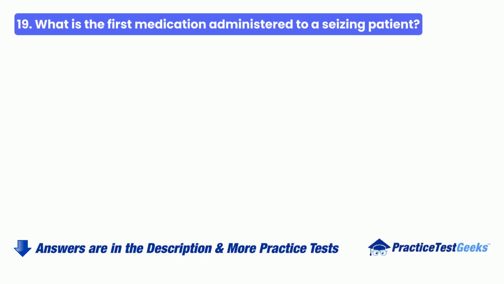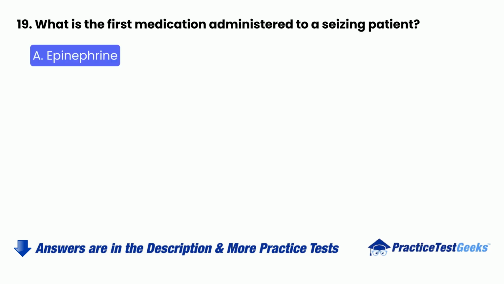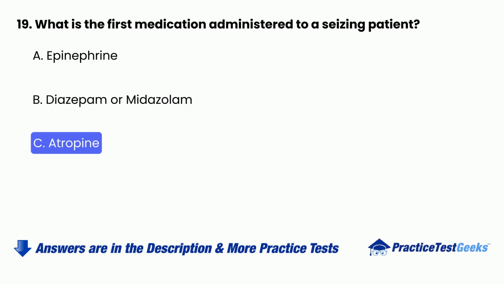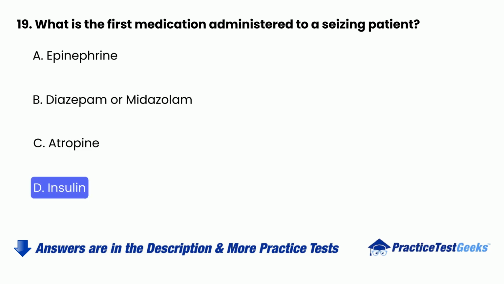19. What is the first medication administered to a seizing patient? A. Epinephrine. B. Diazepam or midazolam. C. Atropine. D. Insulin.